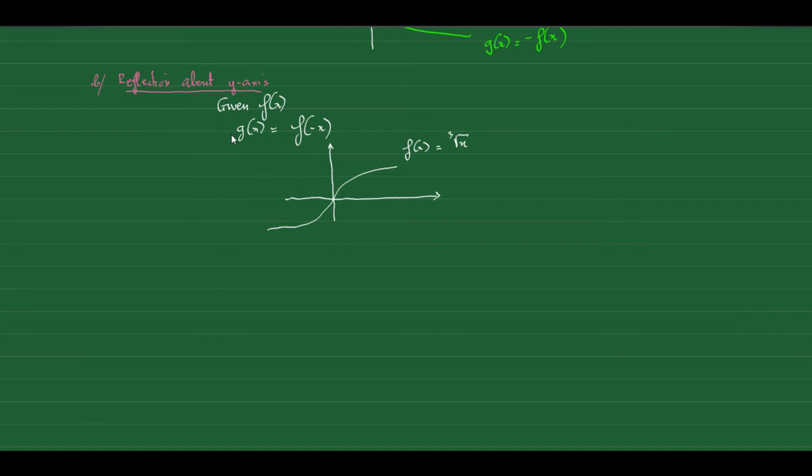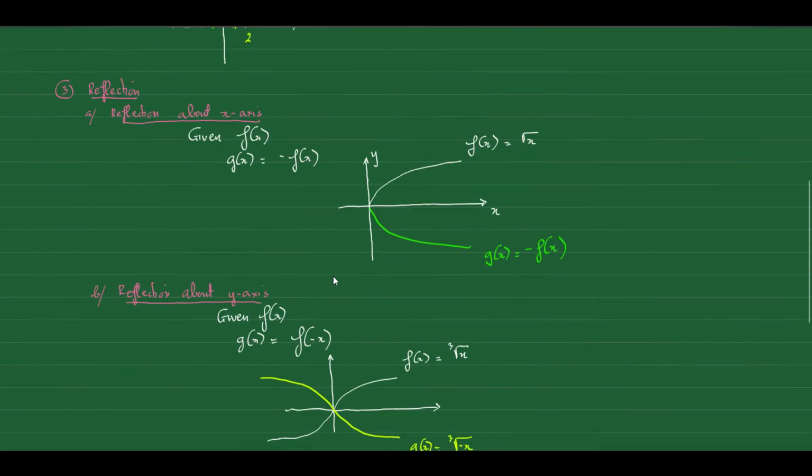Now I'm gonna reflect this one over the y-axis. So this is gonna become something like that. There you go. So this is my new function, g of x, the cube root of negative x. So you see that I put the negative inside the function, not in the front. Alright, so there are 3 of them already.